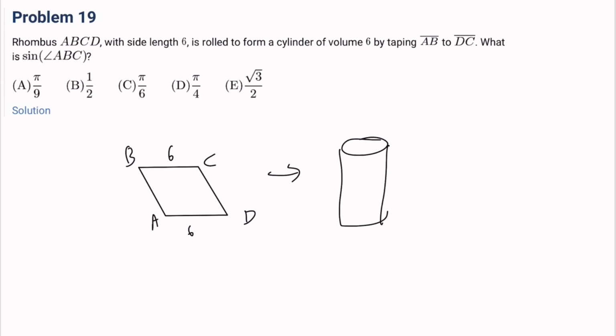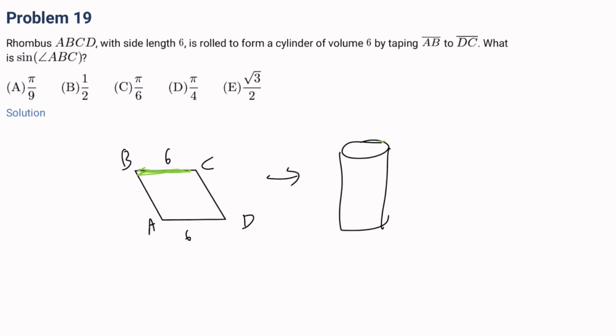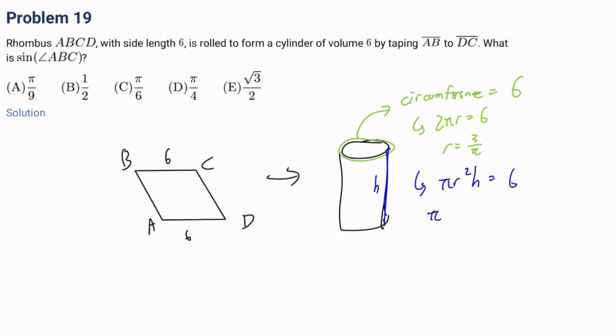But then since this length equals the circumference, that means the circumference of this equals 6, right? So that means 2 pi r equals 6, r equals 3 over pi, right? So r equals 3 over pi, and the volume is 6. That means if we set the height as h, that means pi r squared h equals 6, and so it's pi times 9 over pi squared times h. 9 over pi squared times h equals 6, right?